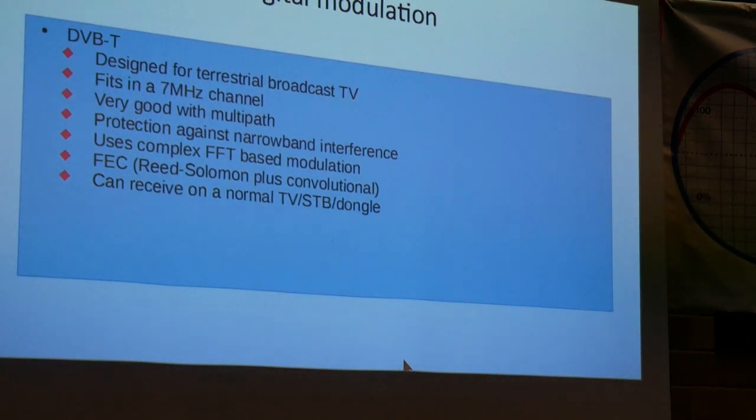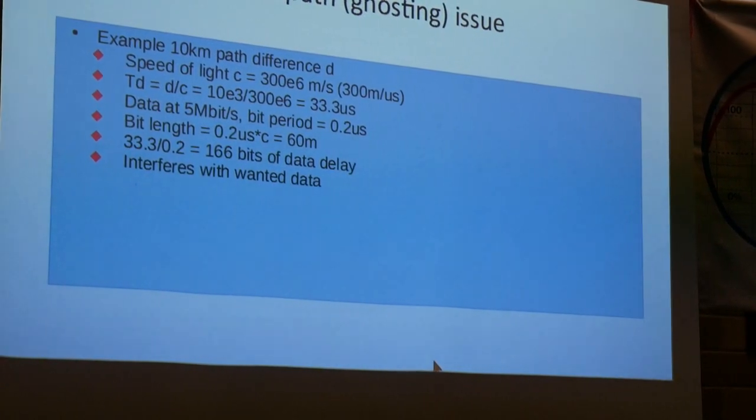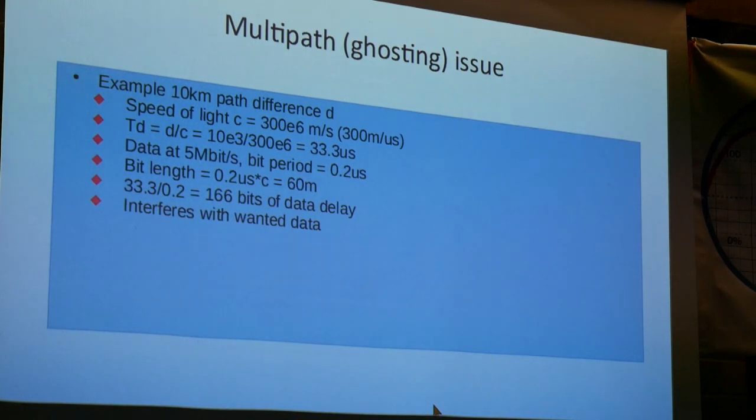So on amateur TV, we're using both DVB-T and DVB-S. So I'm going to spend too long on this, but just so you think about what happens with the multipath. If you've got a path difference of 10 kilometres, say, direct signal, reflected signal comes along at extra 10 kilometres at the speed of light, that means over 10 kilometres, it'll take 33.3 microseconds for the delayed signal to get to you.